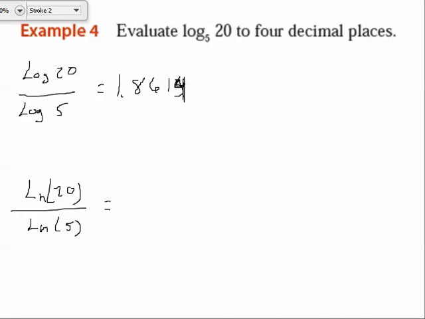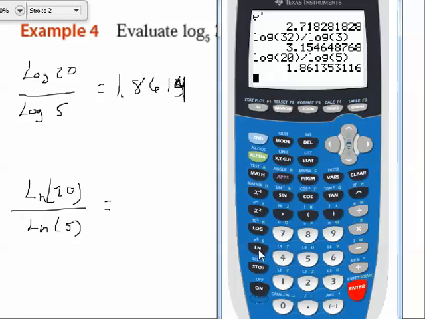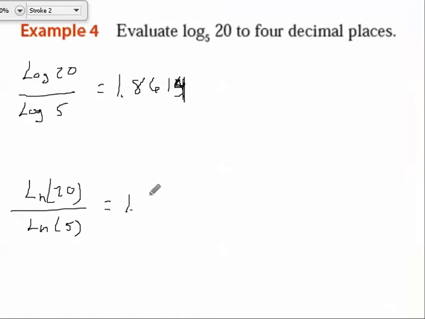But let's look at it from a natural log perspective. ln 20, close parenthesis, divided by ln 5, close parenthesis, hit enter. And what do we get? 1.8614. Same value. So does it matter if I'm using ln or if I'm using log base 10?